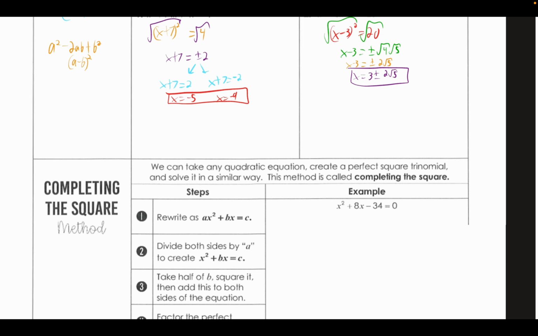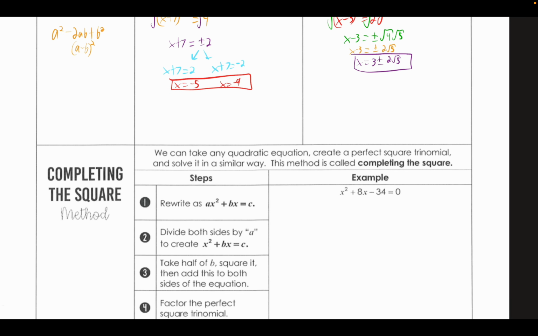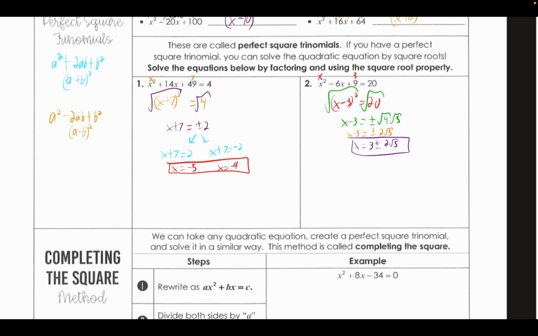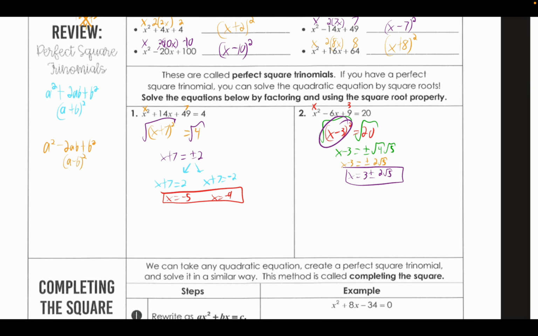So this leads us to talking about the method which is called completing the square. We can do this with any quadratic equation where we create a perfect square trinomial even though it's not there to begin with. And this is called, once again, completing the square. We are turning it into, or completing, something that is a perfect square trinomial, or something that can be a binomial squared, which is what these all end up being, binomial squares.